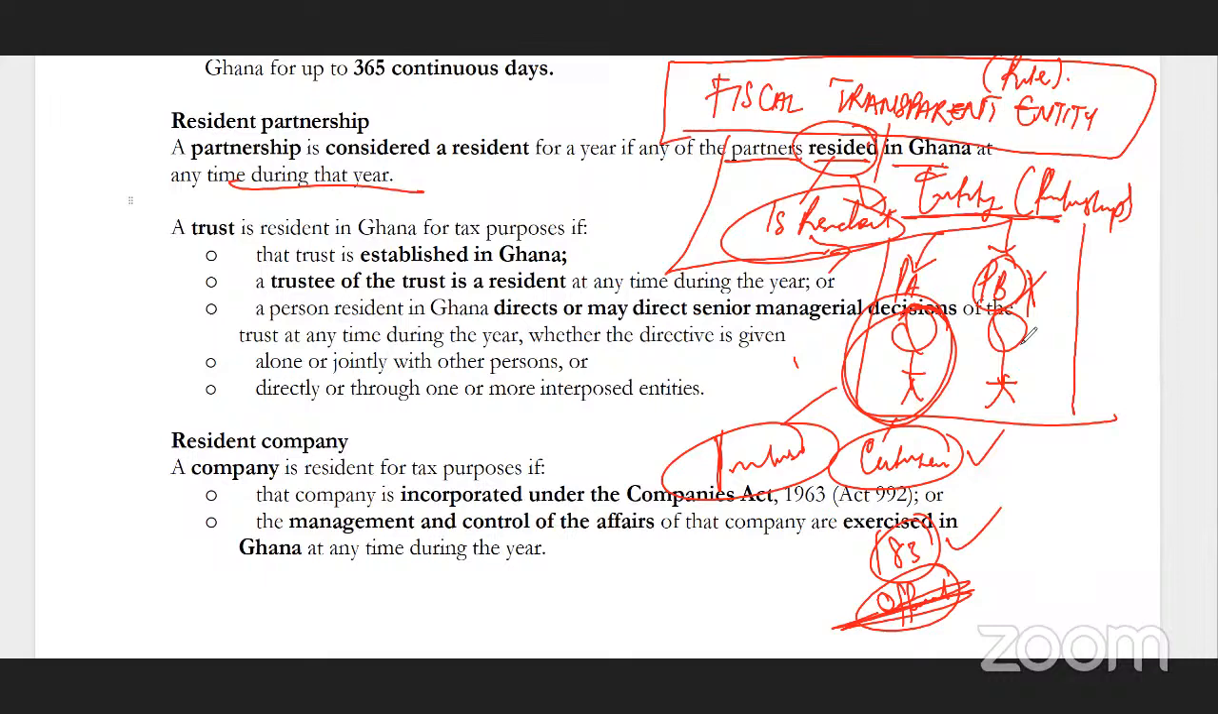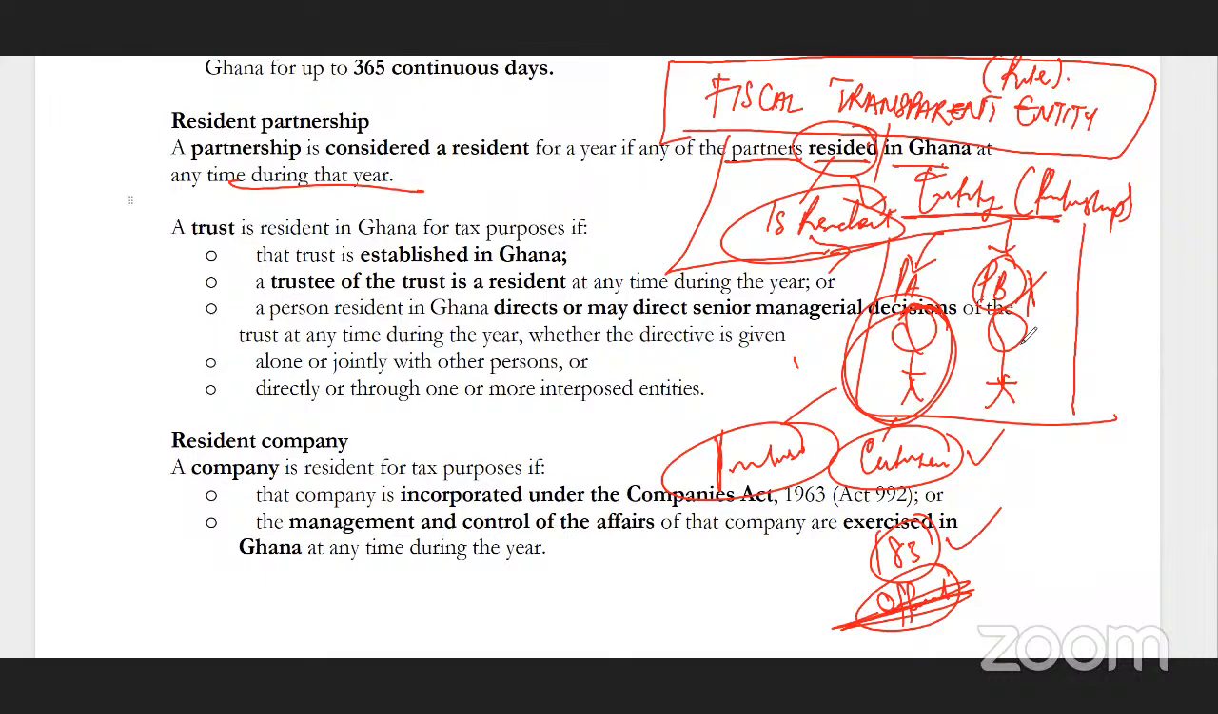Do you get it? So no matter what happens, we are not going to tax PB. It's PA that we are going to tax because PA is resident in Ghana. PB has no tax liability in Ghana unless the partnership's income has a source in Ghana. Then when we are sharing, the income that PB is getting, we are looking at only the income that accrued from the partnership in Ghana because it has a source, because PB is non-resident. But PA is resident and hence is subject to tax on its worldwide income.